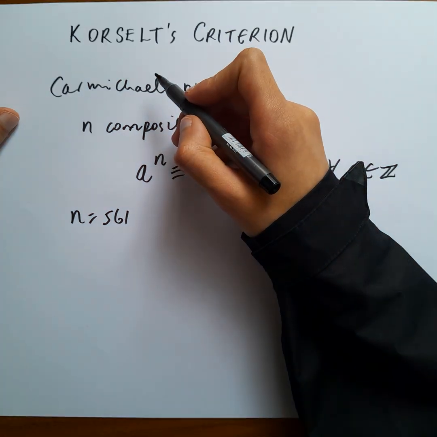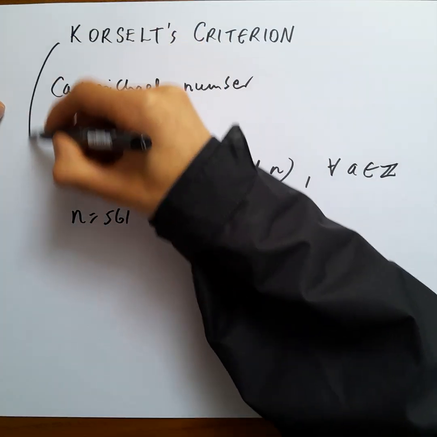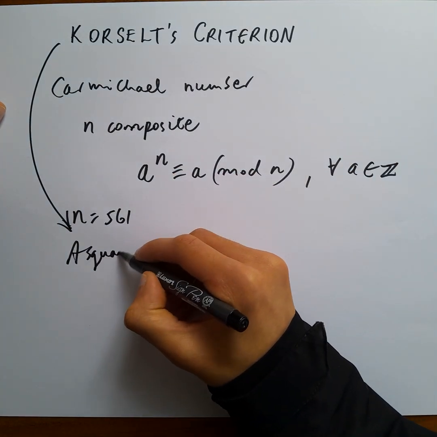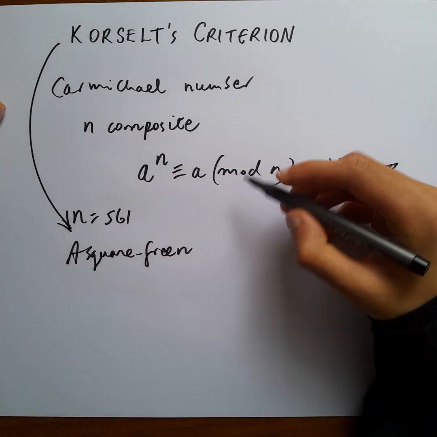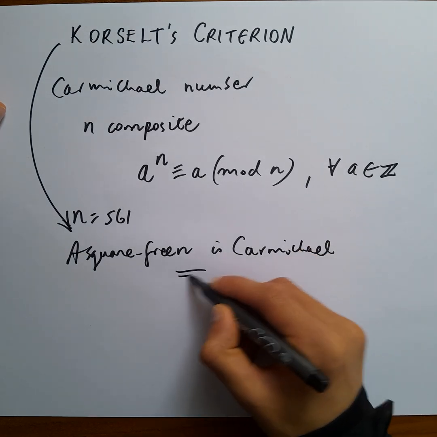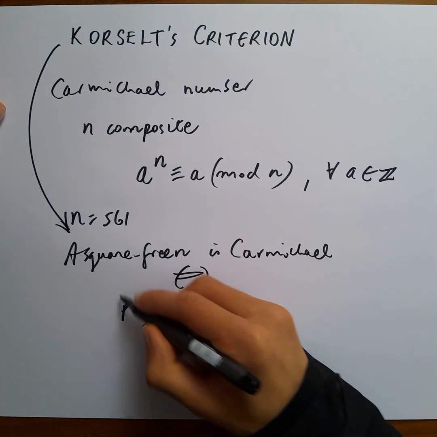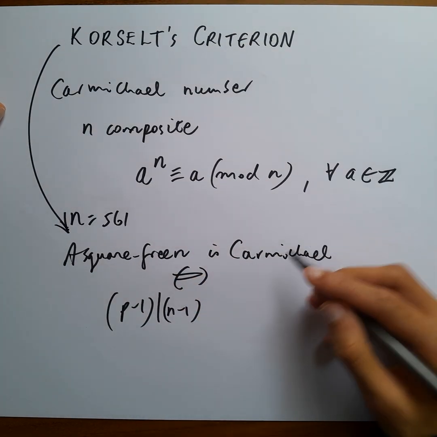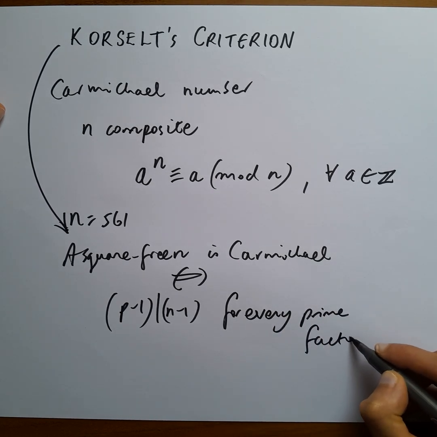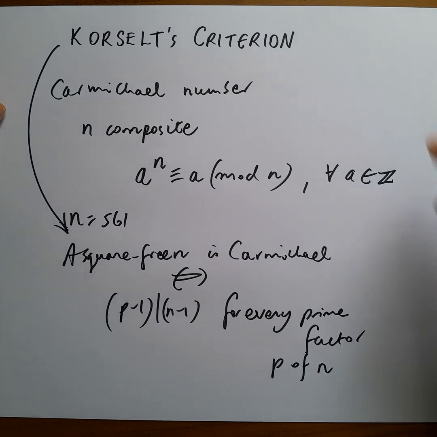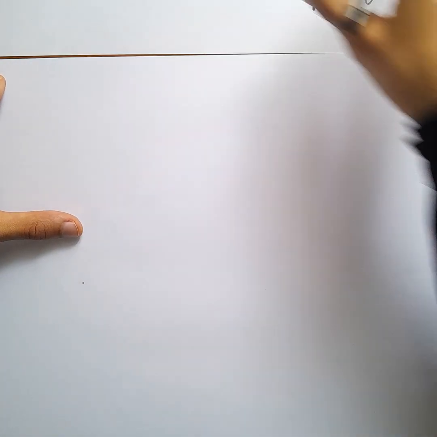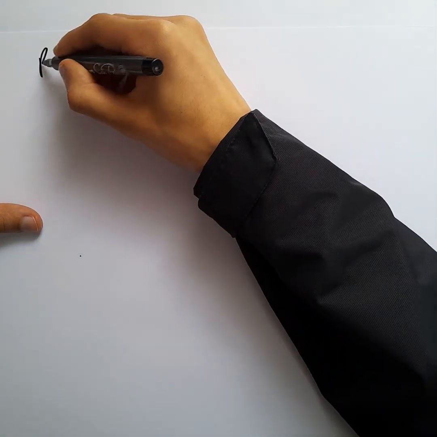Now we state Korselt's criterion. Korselt's criterion says that a square free number n is a Carmichael number if and only if p minus 1 divides n minus 1 for every prime factor p of n. Okay, so we prove the sufficiency first. Proof.